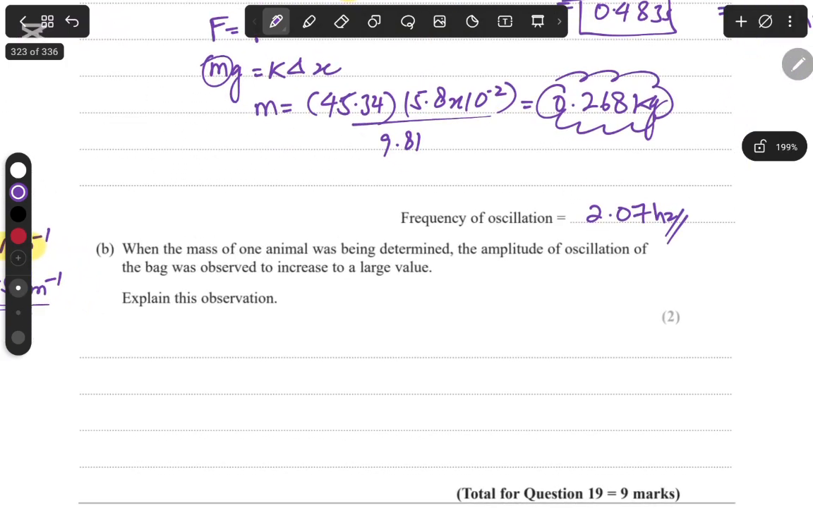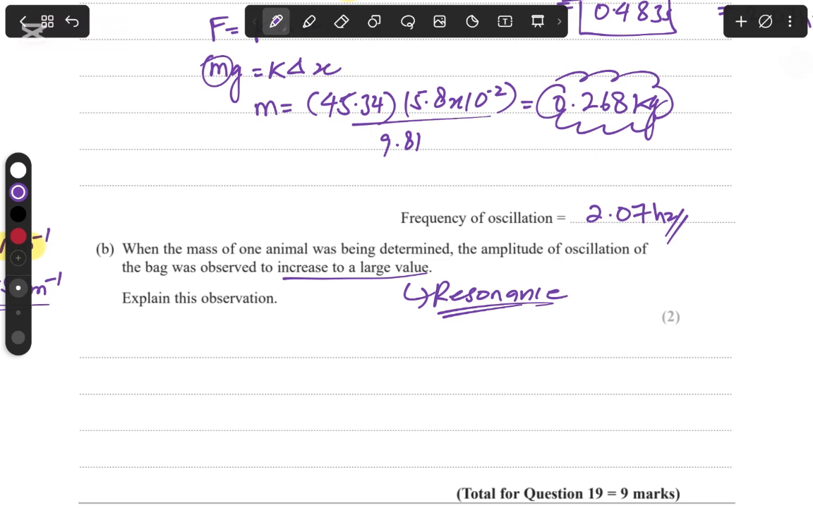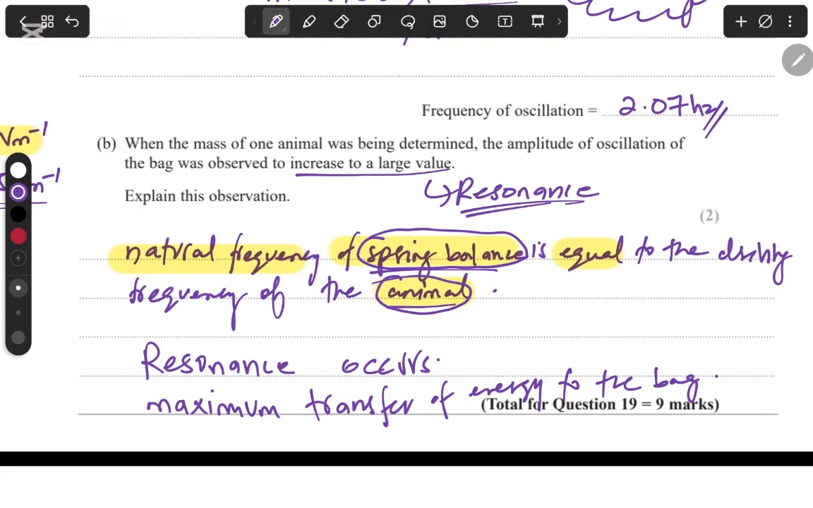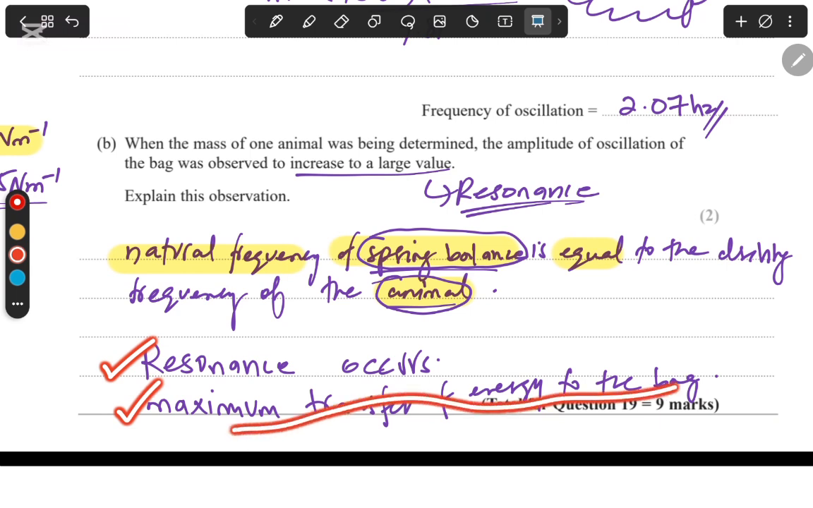And then we have the final part, which says the mass of one animal was being determined. The amplitude of the oscillation of the bag was observed to increase to a large value. So this is going to refer to resonance. Resonance, okay? This is when the natural frequency is equal to the driving frequency. So here the natural frequency of the spring balance is equal to the driving frequency of the animal. The next mark you're going to get is for writing that resonance occurs, or for writing that there is going to be maximum transfer of energy to the bag.